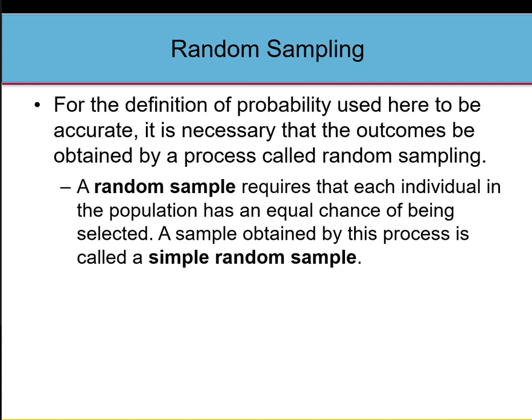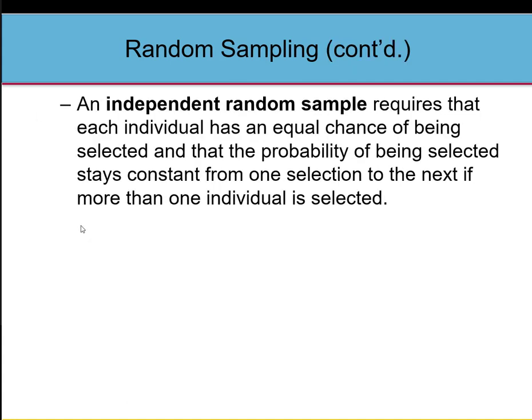So a random sample requires that each individual in the population has an equal chance of being selected. A sample obtained by this process is called a simple random sample. An independent random sample requires that each individual has an equal chance of being selected and that the probability of being selected stays constant from one selection to the next if more than one individual is selected.